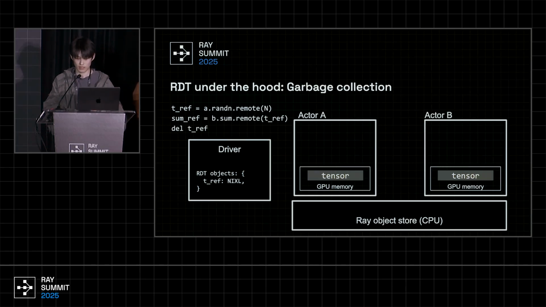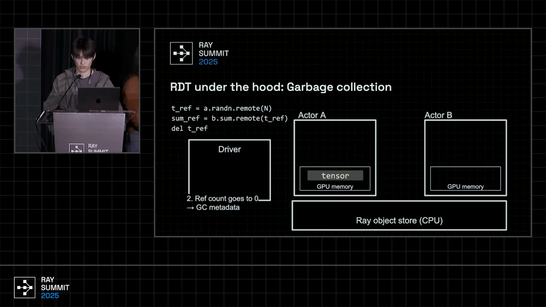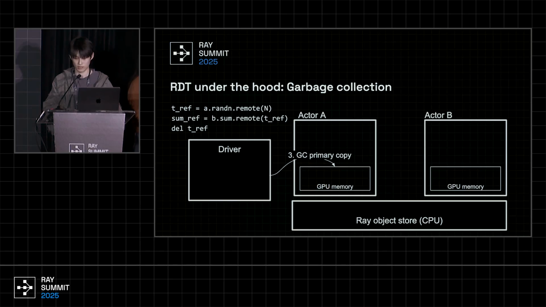So for the GC, firstly, we will do the GC on actor B to GC the local copy after the task finishes. And then when we execute the line of delete T reference, the reference counter of the T reference will go to 0, and the driver will GC the metadata.